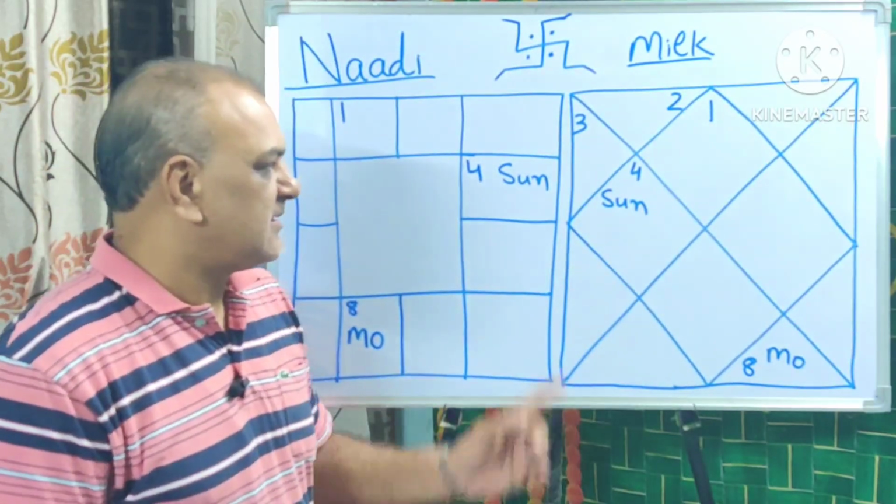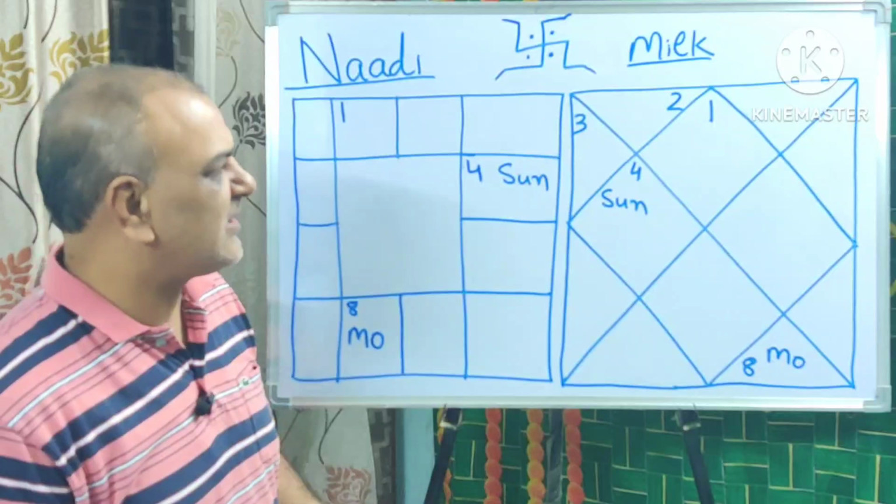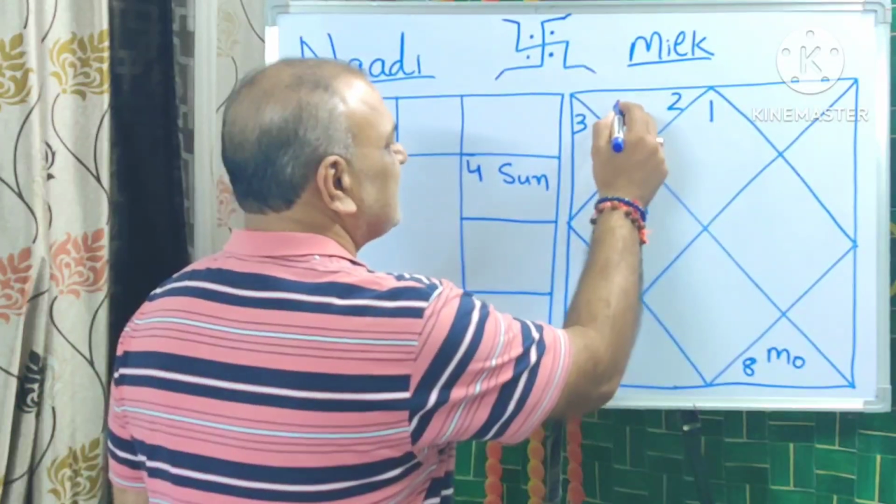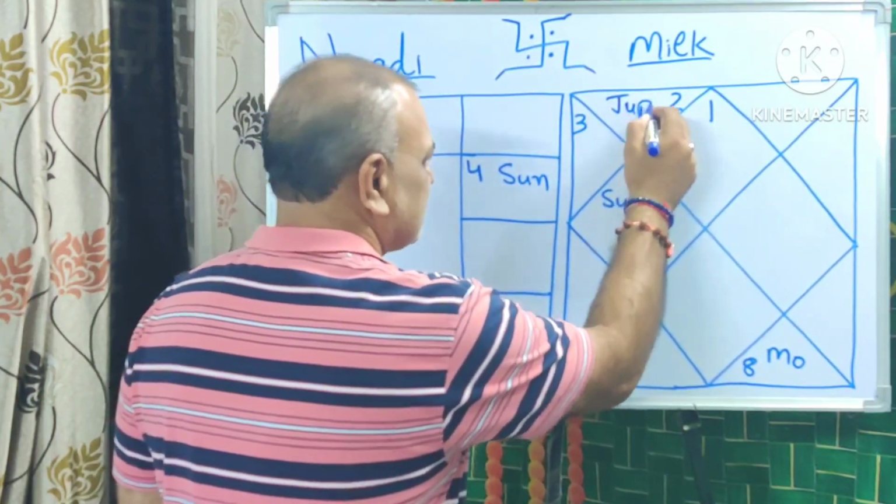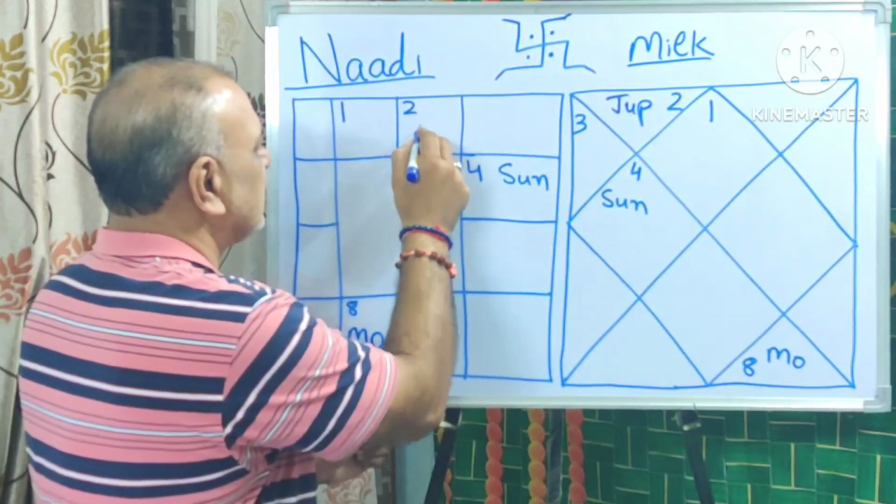Secondly, I will write Jupiter also here. Let's say Jupiter is placed here in number 2 sign.